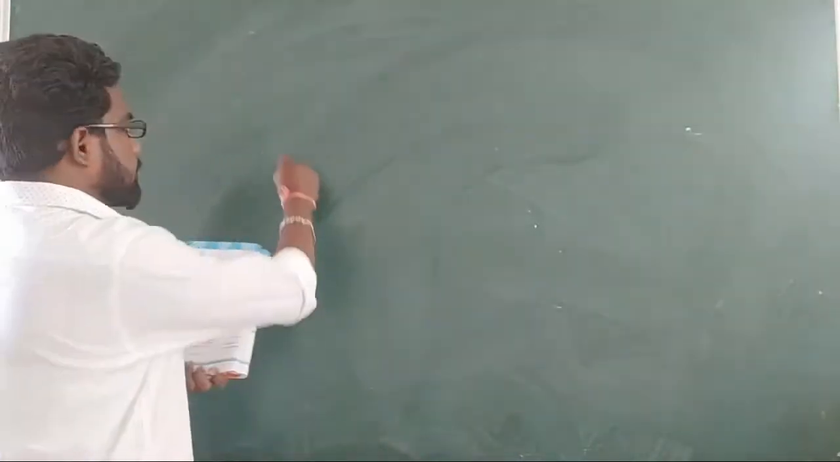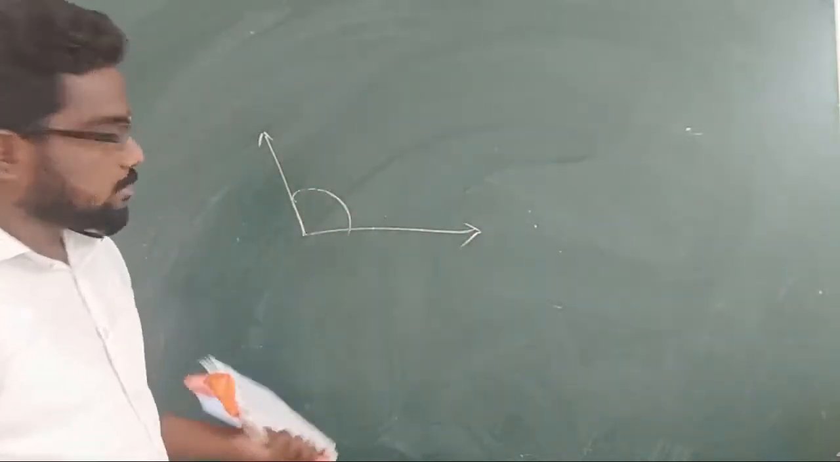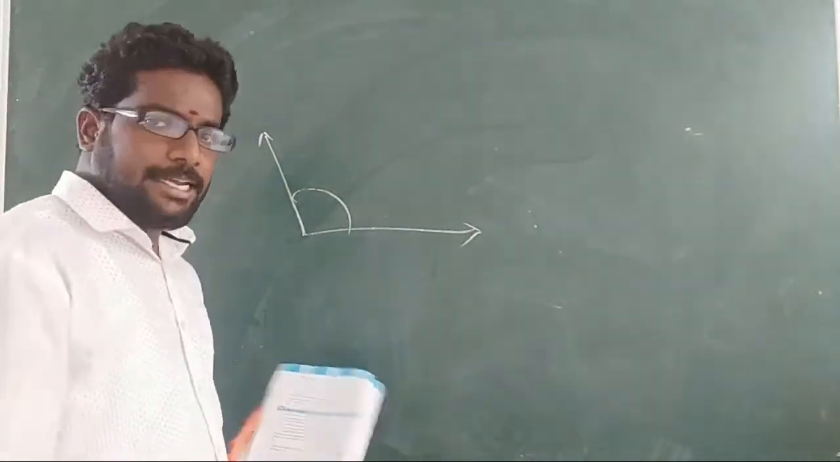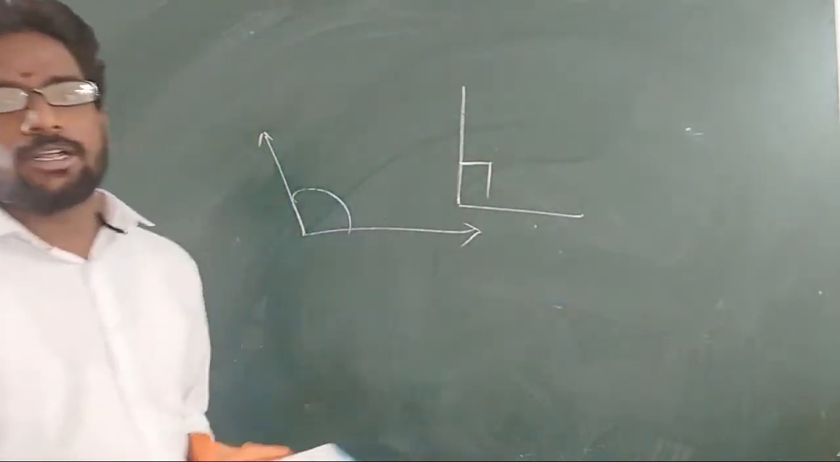Which are obtuse angles? The first one, whether it is an obtuse angle or acute angle. The fourth one is a right angle, correct, because there is one vertical line and one horizontal line.